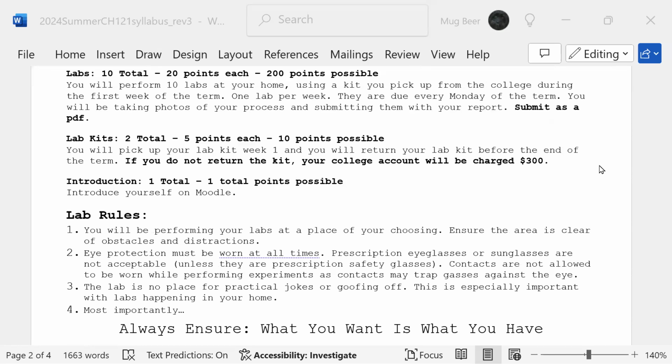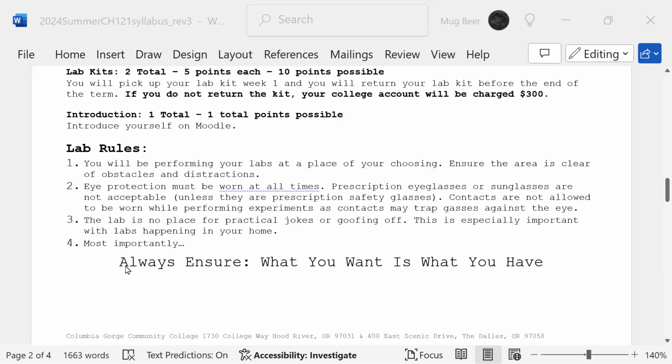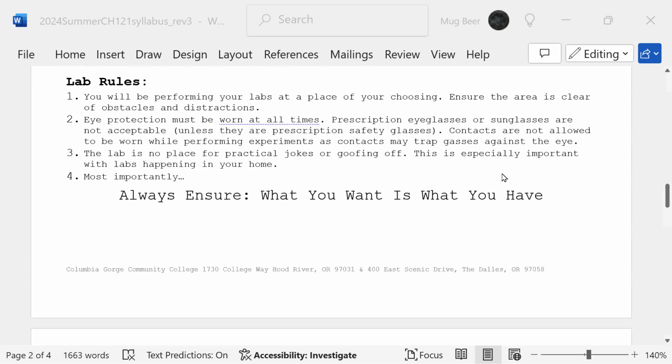No goofing around with the stuff that you're doing for lab. Just be serious about it. And this is the most important rule: always ensure what you want is what you have. So don't be looking at your stuff, putting things together and being like, was that the right white powder? Because in a lab, more than one lab, you'll have more than one white powder, and you need to make sure that the white powder you're using right then and there is the correct white powder, because mixing two wrong things together does not make a right. It could be problematic for you.